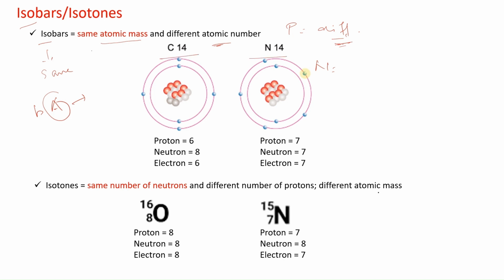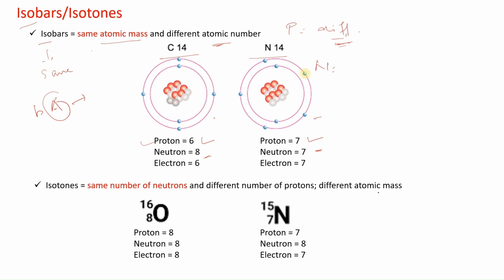So here, carbon 14 and nitrogen 14. These are isobars. Number of protons is 6 here, 7 here. With the change in the number of protons, the identity changed. This is carbon, this is nitrogen. Number of neutrons: here 8, here 7. Correct. 6 plus 8 is 14, 7 plus 7 is also 14. Hence they have the same atomic mass. But because the number of protons is different, their identity changes. So carbon 14 and nitrogen 14 are isobars of each other.